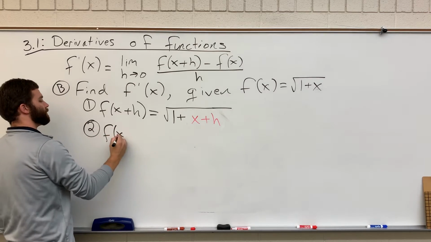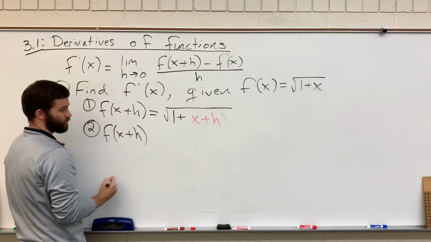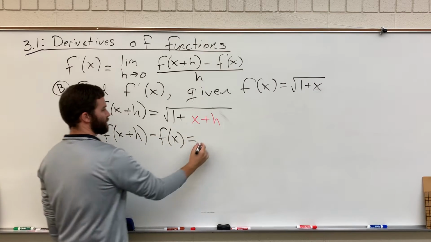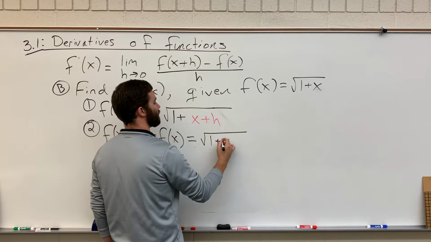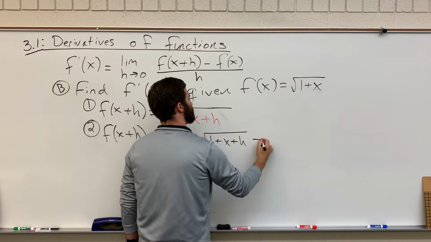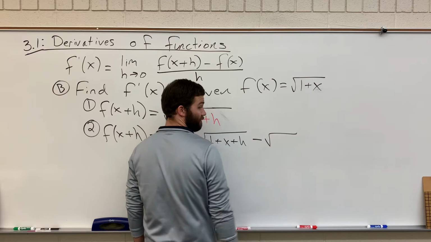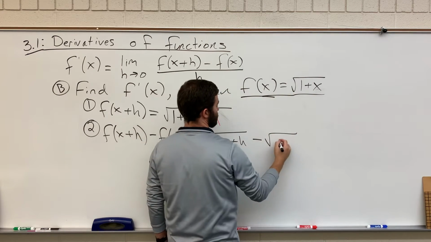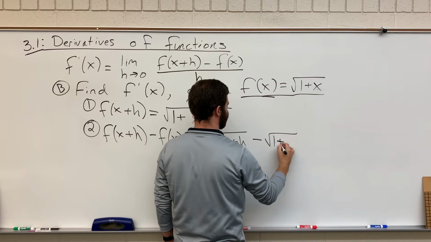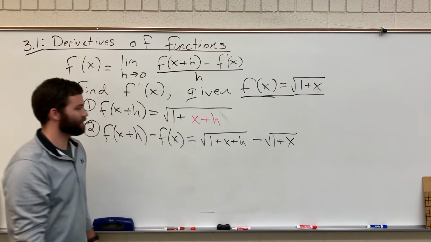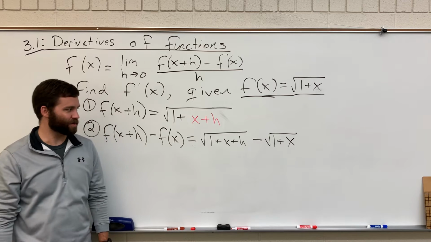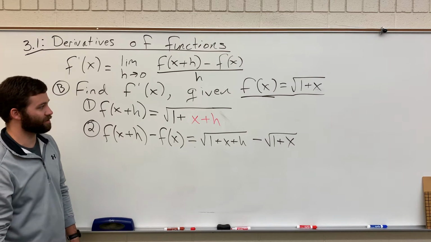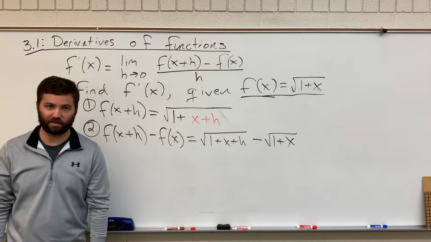Step 2. Find f of x plus h, and we just found, minus f of x. What is that? Well, that is just the square root of 1 plus x plus h minus f of x, which is 1 plus x. Then simplify. Well, there's nothing really to simplify here. So I guess we just leave it.